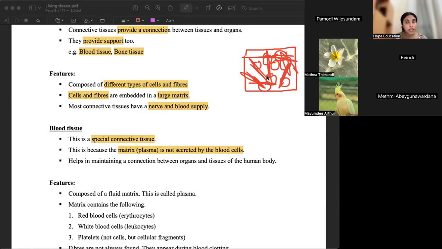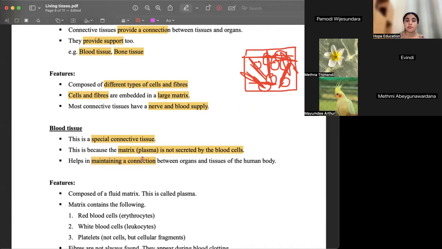Although it is a connective tissue, blood is not like that. In blood, the matrix is not secreted by the blood cells. In normal connective tissues the matrix, or the medium, is secreted by the cells, but blood is a special connective tissue where the matrix is not secreted by the blood cells. It helps in maintaining a connection between organs and tissues. That's obvious, right? Because blood is a connective tissue, so obviously it would help to maintain a connection.